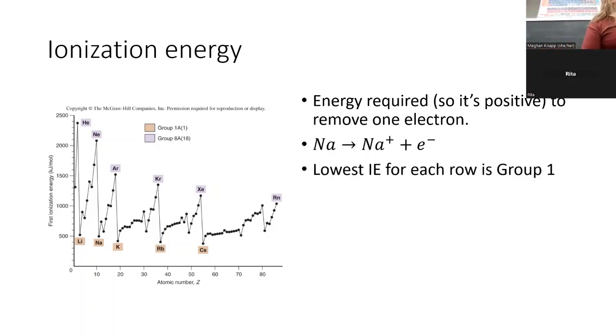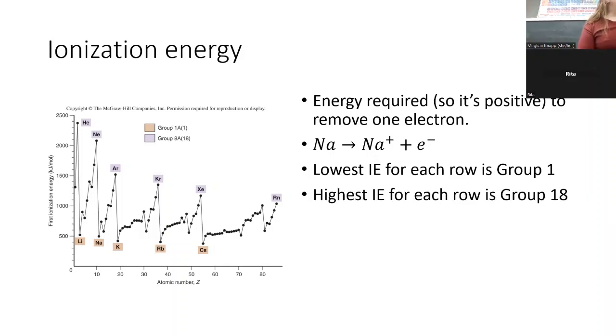All right. So key thing to remember, lowest ionization energy for the first group, highest for group 18. And the general trend is to have higher and higher ionization energy as you go across.